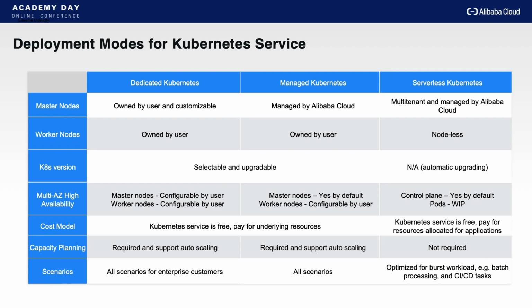For the dedicated one, you must create 3 master nodes and several worker nodes to achieve a high availability architecture. It requires you to plan, maintain, and upgrade your Kubernetes cluster on your own.